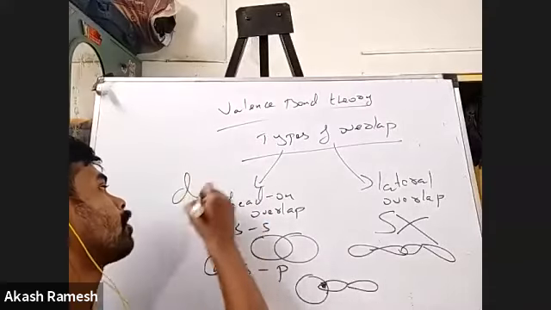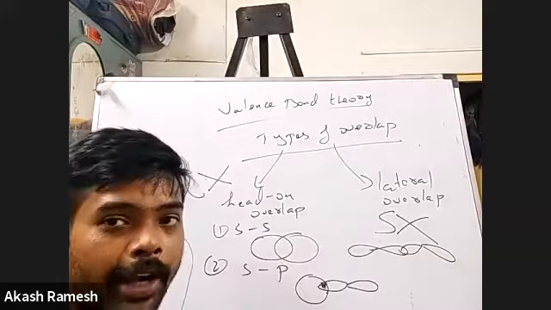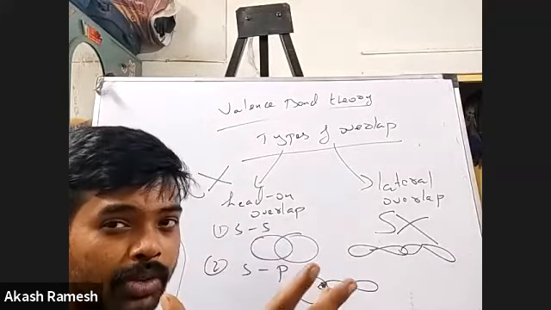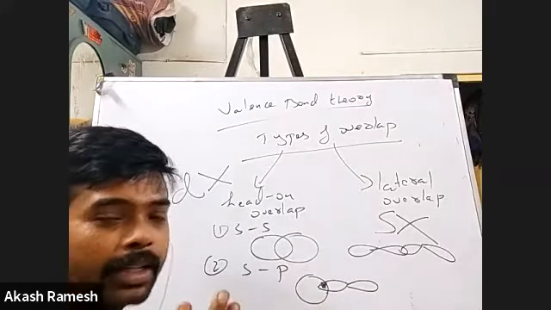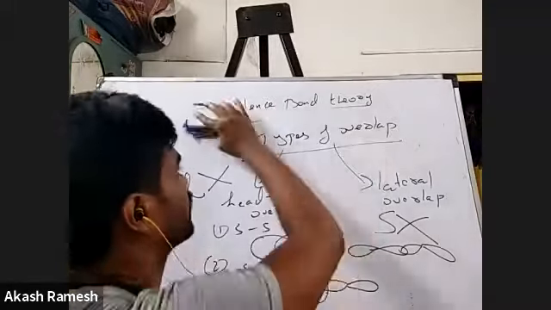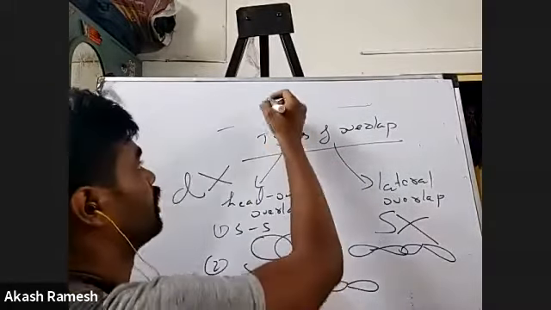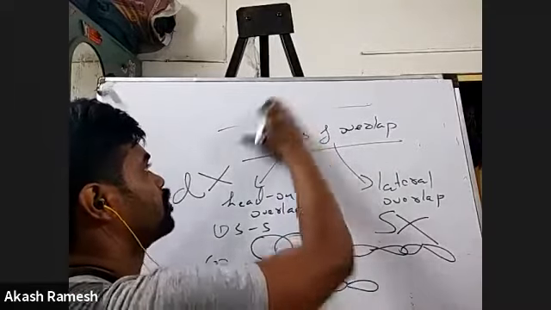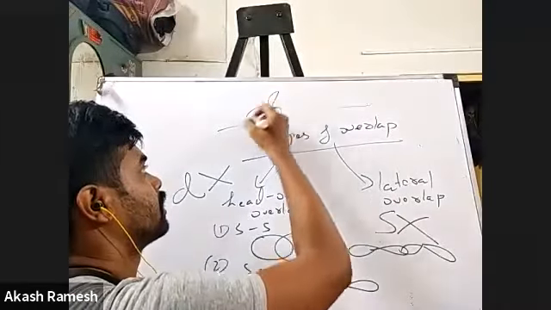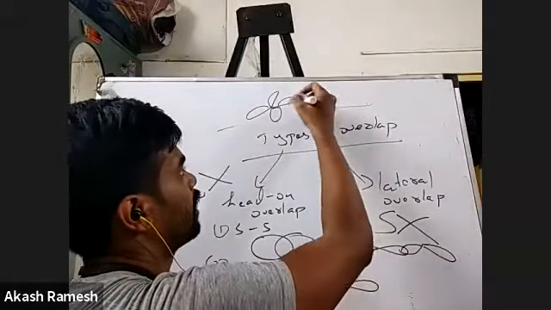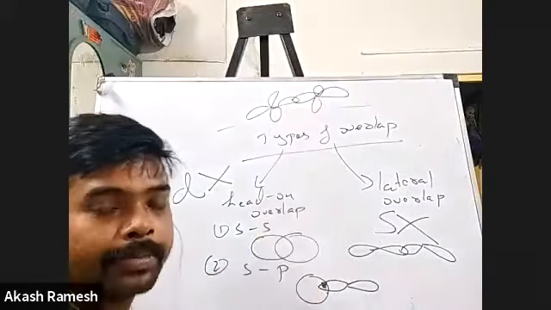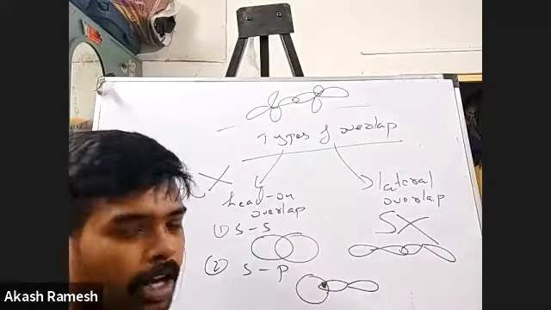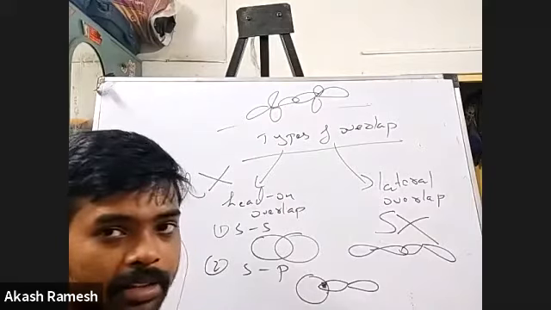Okay? So remember that. Now head-on overlap: D orbitals can never undergo head-on overlap because there are four lobes. Theoretically speaking, it can form. So I can even have a thing like this. If you can imagine D orbitals with a double shape, and another coming like this, you can see head-on overlap. It is theoretically possible, but in practical cases, I don't see anything like this.